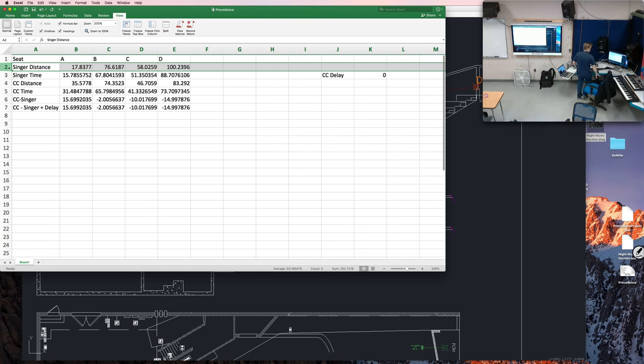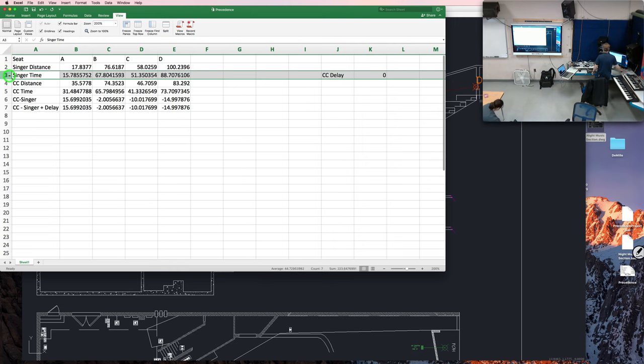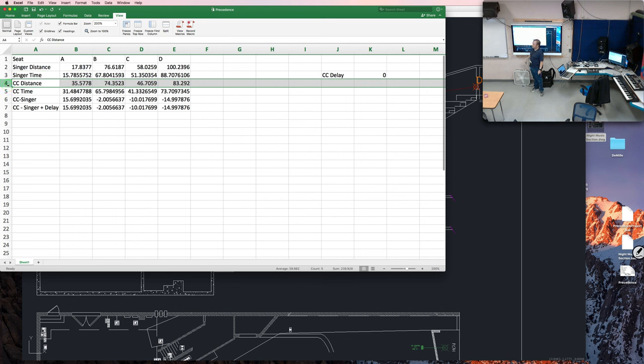Then I said, okay, how much time will it take for the sound to travel that distance? For example, if the singer is 17.8 feet away from the front row, it will take a sound 15.78 milliseconds to travel that distance. That's just the distance divided by 1.13 feet per millisecond, which we learned before. Next, I took the distance of the center cluster loudspeaker to those seats. How far away is the center cluster to the front row orchestra? How far away is it to the back row orchestra? So on and so forth.